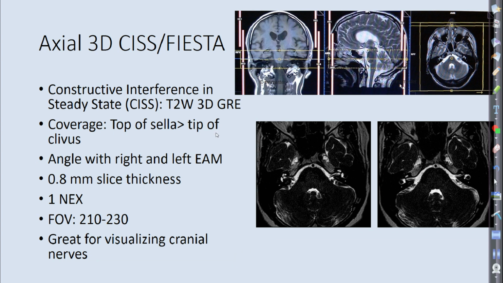So here's our 3D KISS or Fiesta. KISS is usually our Siemens, Fiesta is usually our GE acronym. And this is really just to see the IACs and to see where that trigeminal originates from. Once again, it's the lateral aspects of the pons. So this is no different from your IACs, but you just get one axial 3D sequence. Very thin slices, good resolution, good signal.